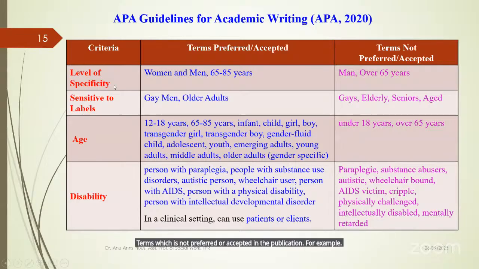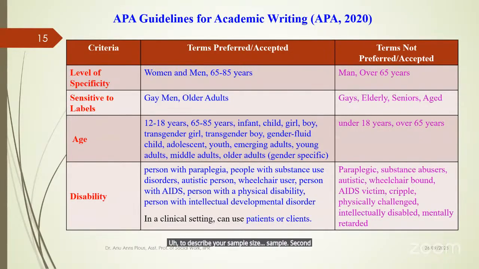For example, for level of specificity, we have to give maximum specificity in our writing. If you're going with women, the words women and men are preferred over man. The word man is commonly used to represent human beings. It is not clear whether, if you're using the word man in our study, we are using only men, or women, or both men and women. So give it very specifically, women and men, to describe your sample.